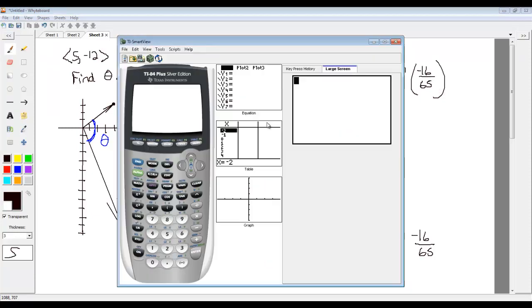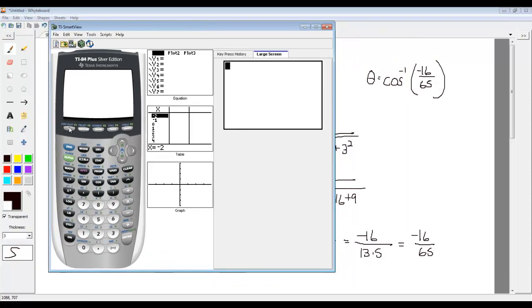So call up our trusty calculator. Inverse cosine, negative 16 divided by 65. And there you go. Theta is around 104.25 degrees.